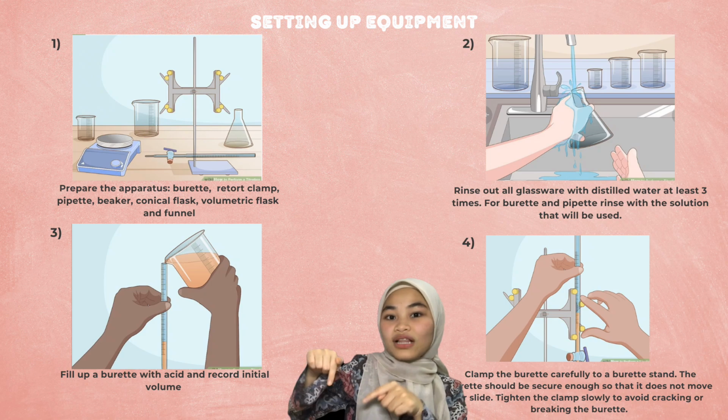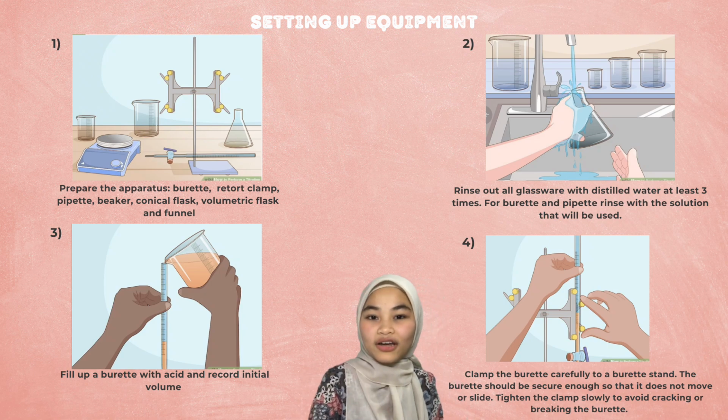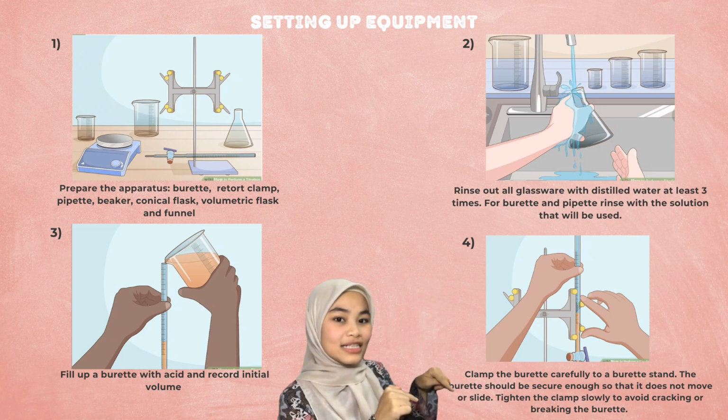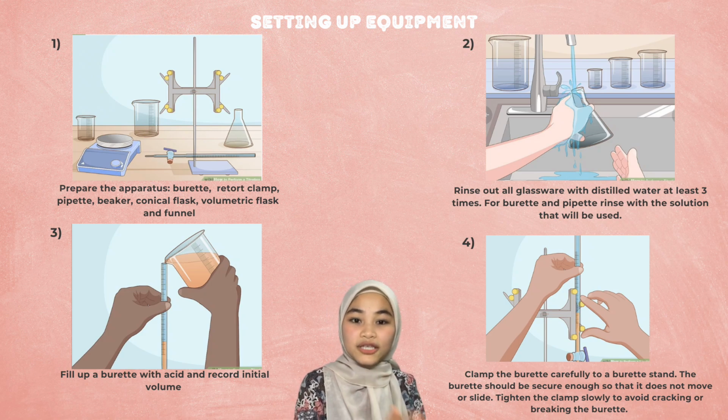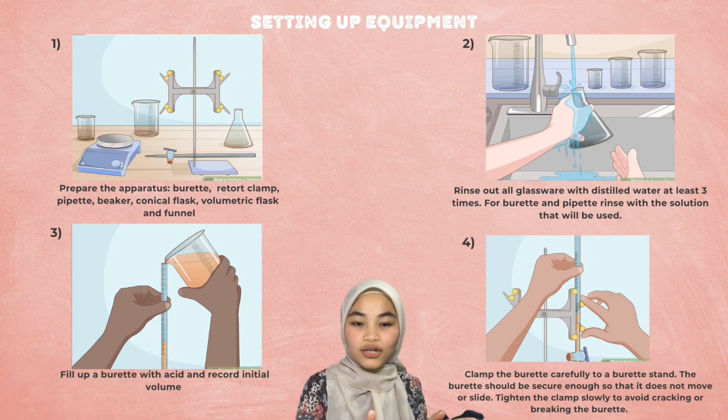Third, fill up the burette with the acid and record the initial volume. And lastly, clamp the burette carefully to a burette stand. The burette should be secure enough so that it does not move or slide.